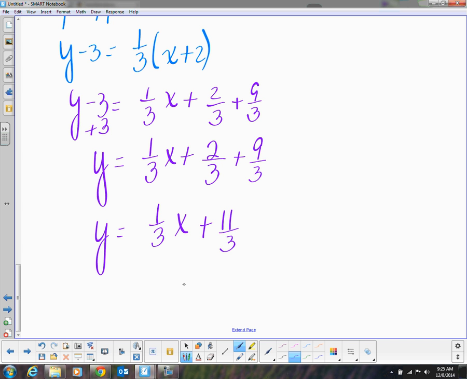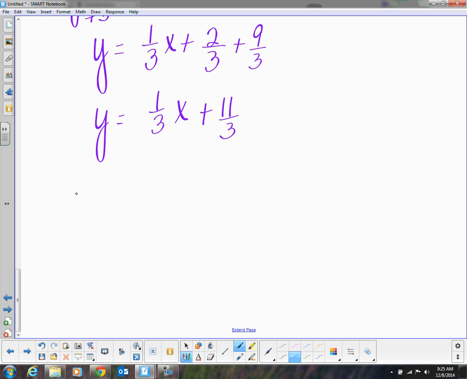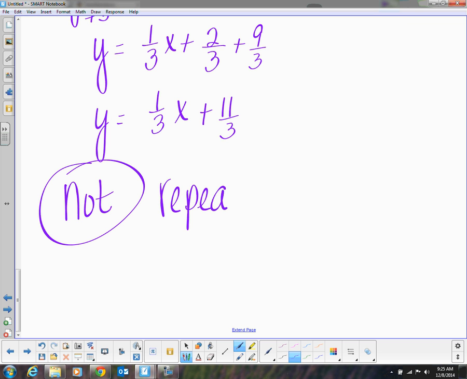Which one, 21? Okay, not a function. Okay, which of the following is not a function? What are you looking for? Repeated what? X's. And which one has repeated x's? I believe A. You did 24.